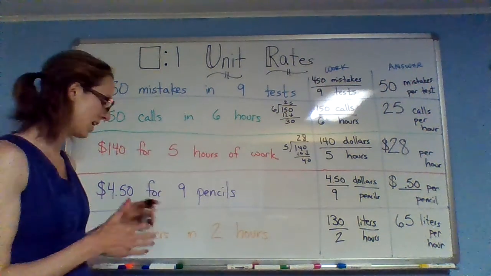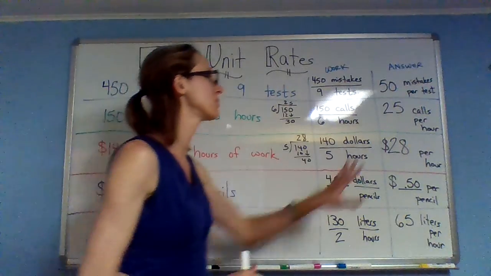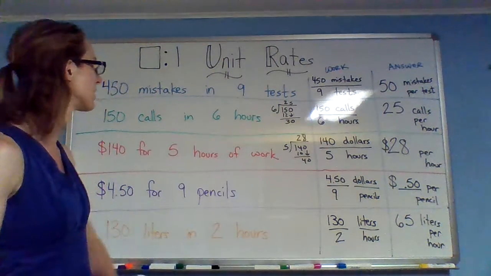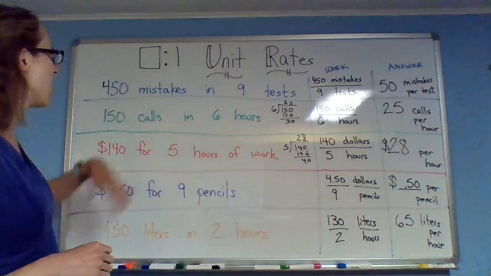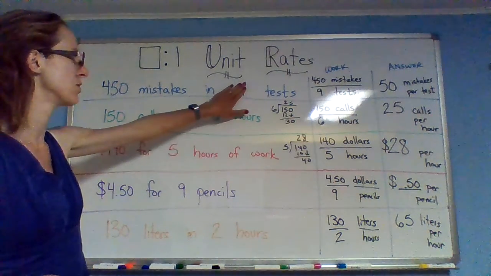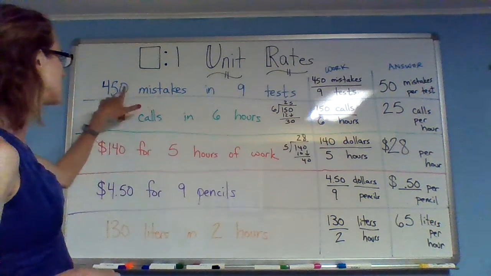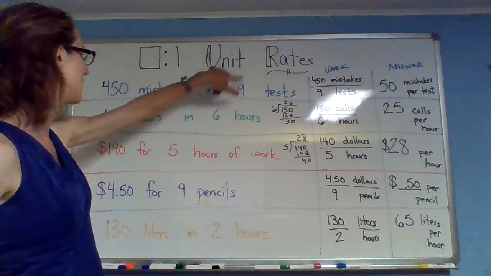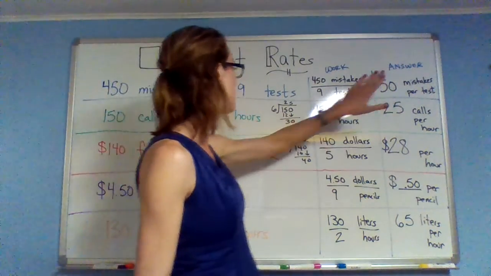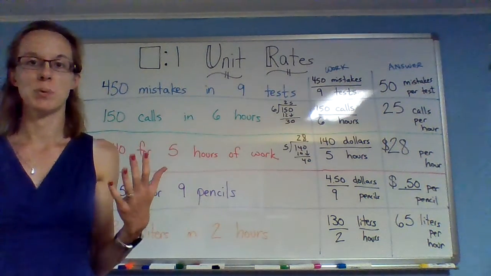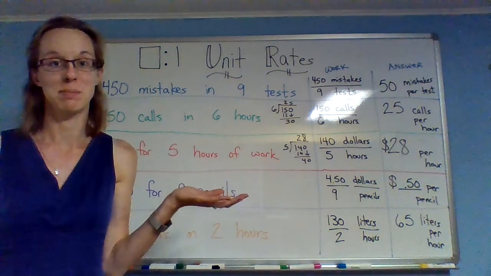The really nice thing about finding unit rates is that it's really easy to calculate other things. So if I took this now and said, I wonder how many mistakes there would be on 20 tests, well, instead of trying to go from 9 to 20 and then multiply this by the same thing, if I know there's 50 mistakes per test, I multiply that by 20. I say, oh, I bet there'd be about 1,000 mistakes.